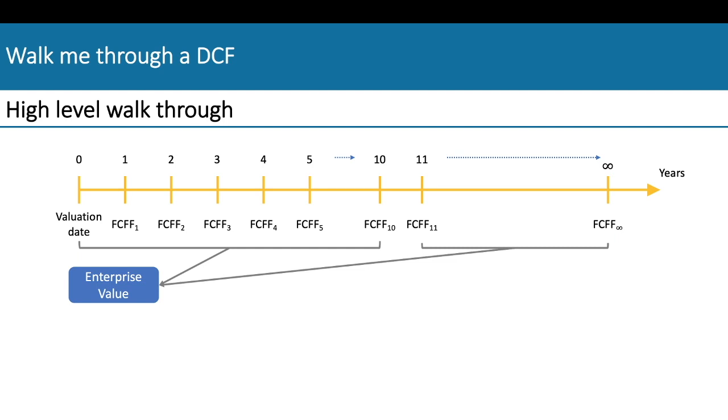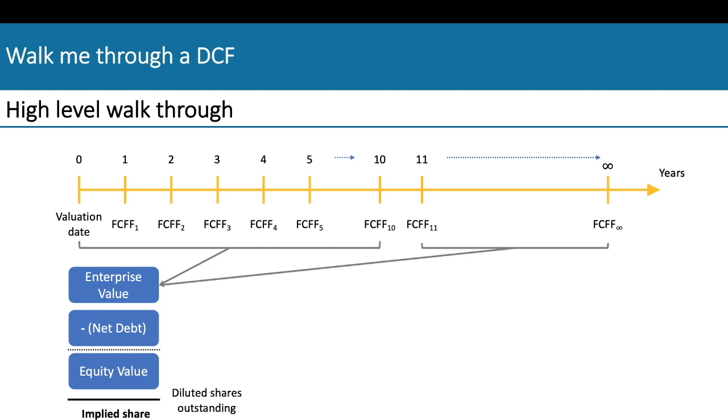You sum up these two, so the cash flows from the projection period and the terminal value, and this gives you the enterprise value. You subtract out net debt, which gives you the equity value, and you divide by the number of diluted shares outstanding, which gives you the implied share price.